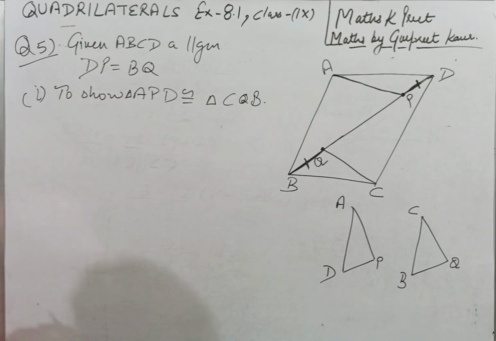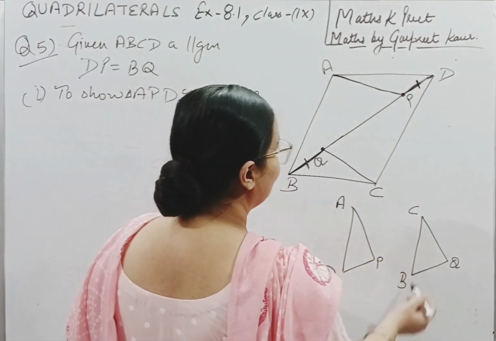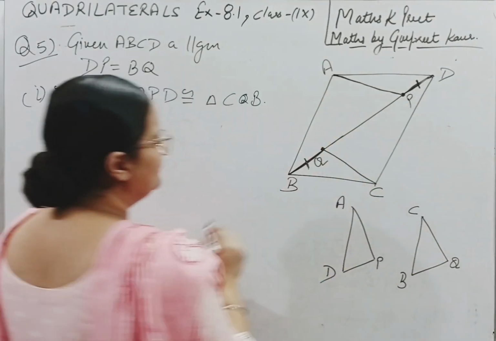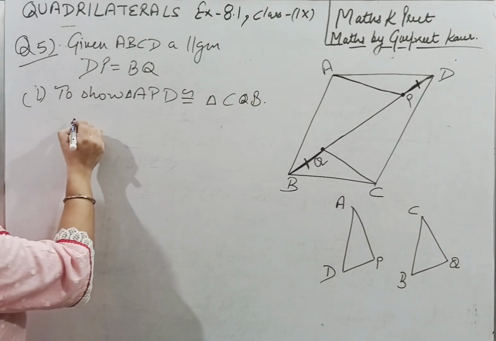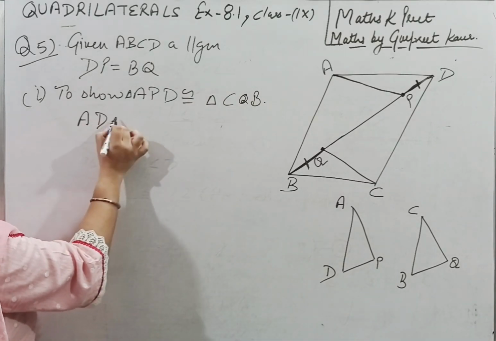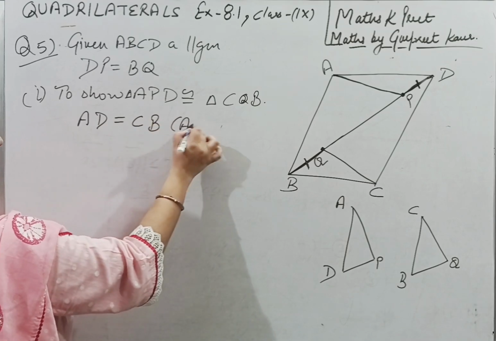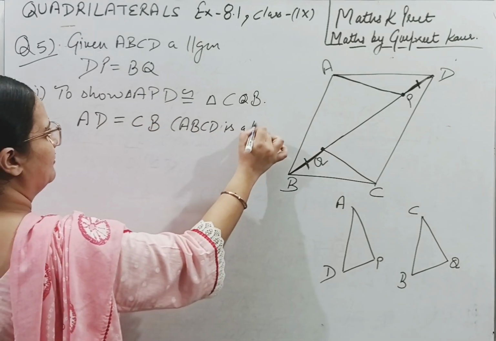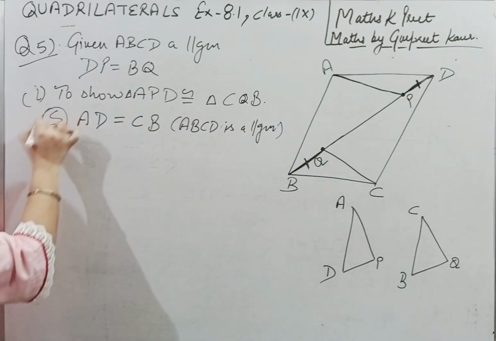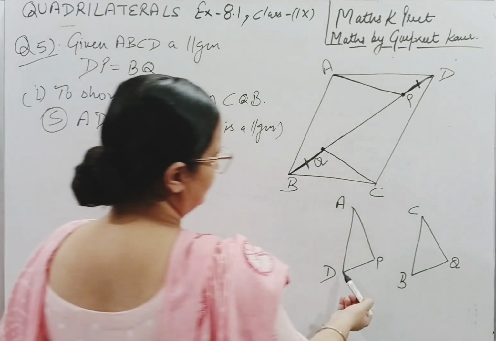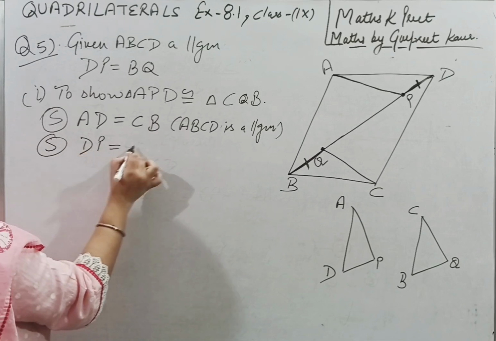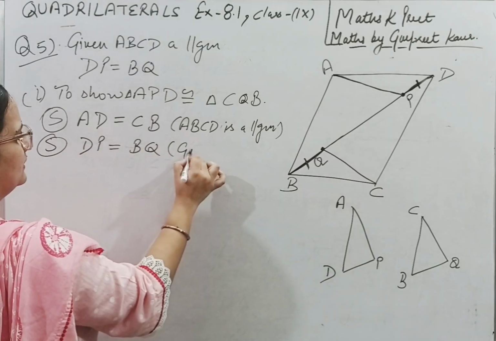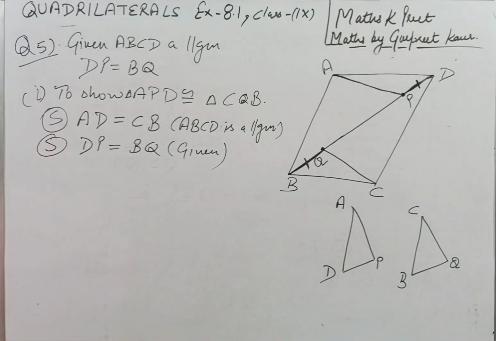This is the first part. So here to show, what I am having: this side AD is equal to CB. AD is equal to CB. Why? Because this is a parallelogram, so opposite sides will be equal. So here AD will be equal to CB. Why? ABCD is a parallelogram. So this is a side. Next, what is given to us: DP is equal to BQ. This is given in the question. This is again a side. DP is equal to BQ, given to us. What else?